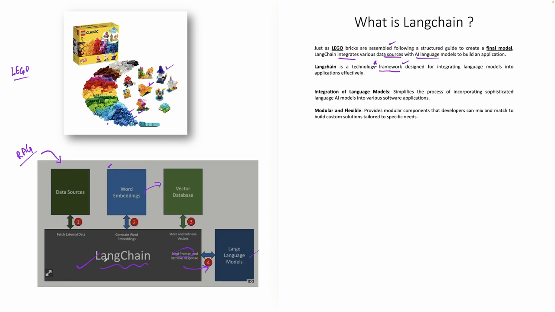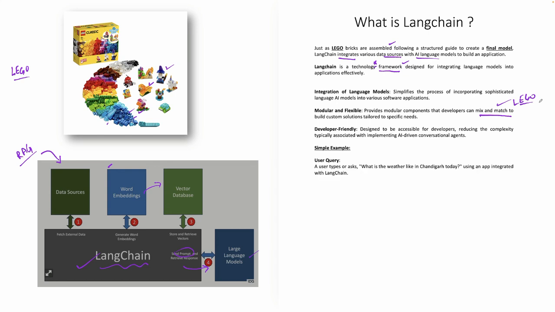And it is modular and flexible. It simplifies the process of incorporating sophisticated AI models into various software applications, and developers can mix and match. Again, like with Lego, you can take a piece here, a piece there, and tailor it as per your requirements. So it is very developer friendly. It is designed to be accessible for developers, which reduces the complexity associated with implementing AI-driven conversational agents. Because if LangChain was not there, it would have become really complex for developers. That's why it is considered to be developer friendly.